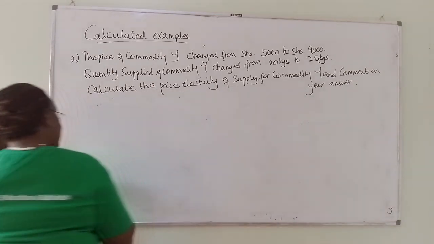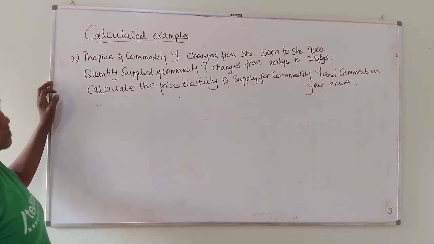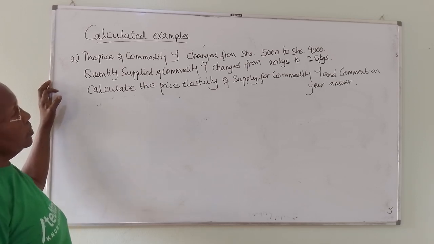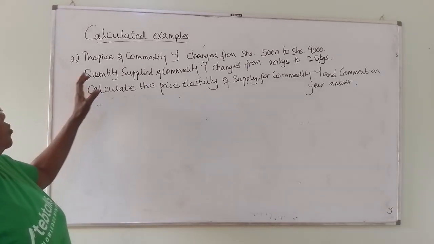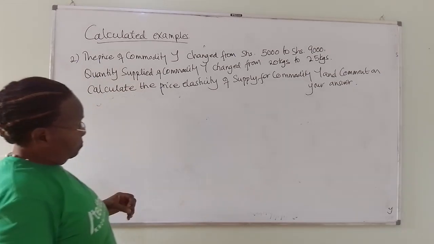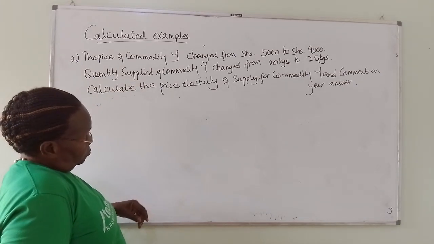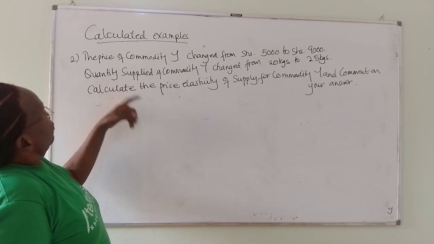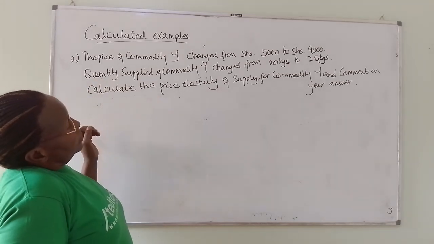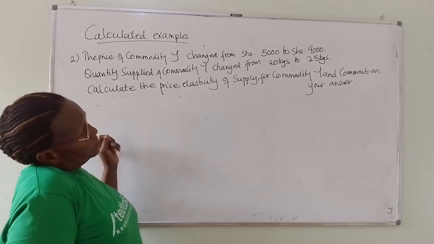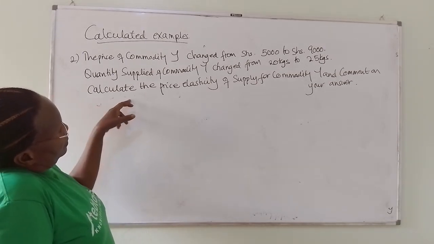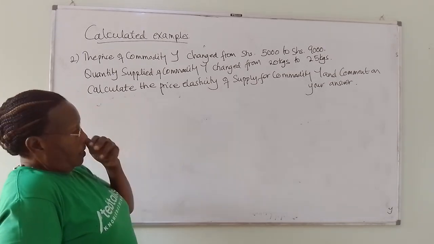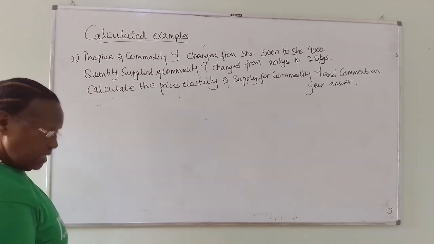So they may give you a question of that nature, that the price of commodity Y changed. Now they are not telling you whether it increased or decreased, but they are telling you it simply changed. Price of commodity Y changed from 5,000 shillings to 9,000 shillings, and the quantity supplied of that commodity changed from 20 kilograms to 25 kilograms. You are required to calculate the price elasticity of supply for commodity Y, and comment on your answer.